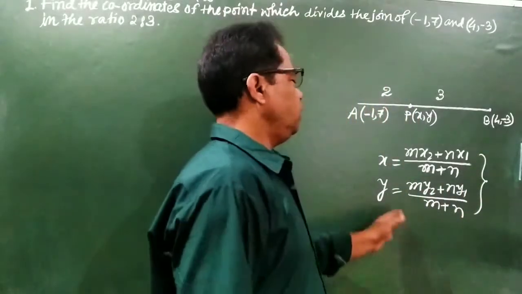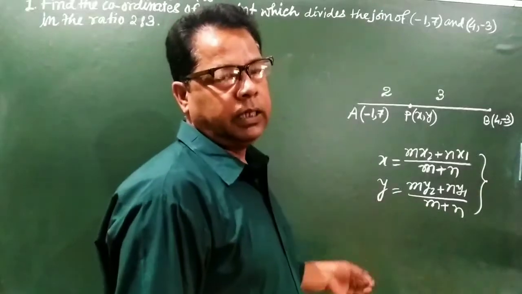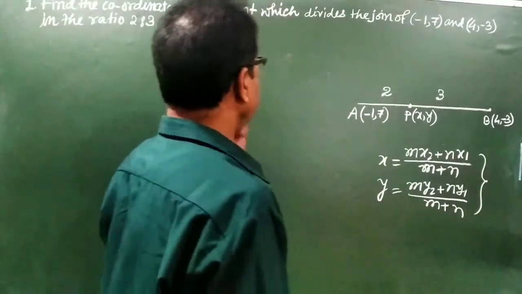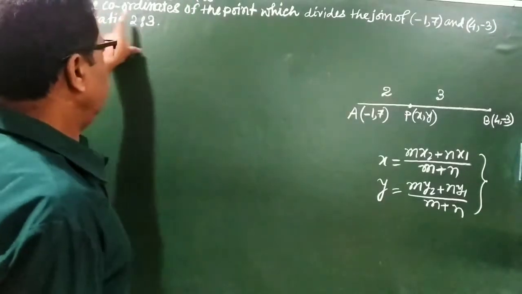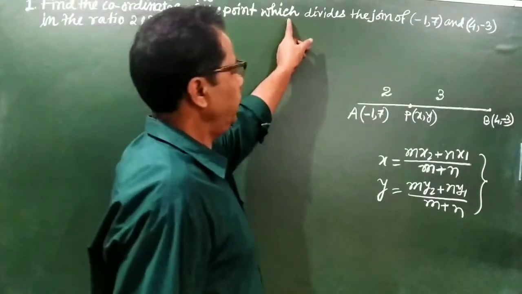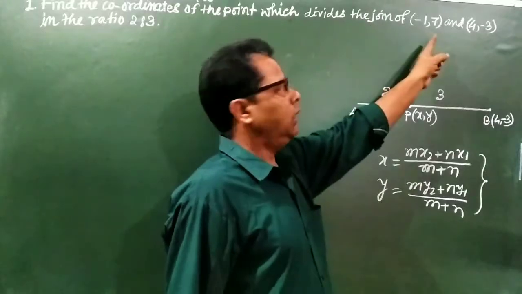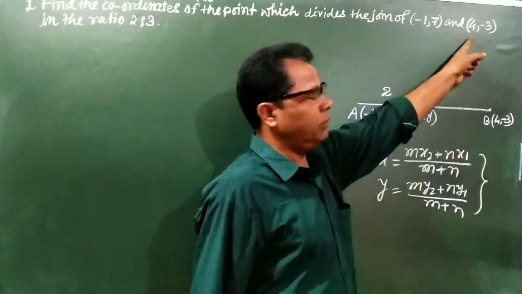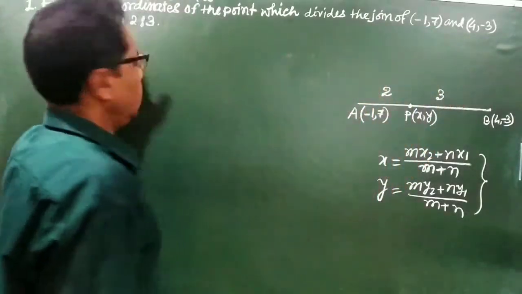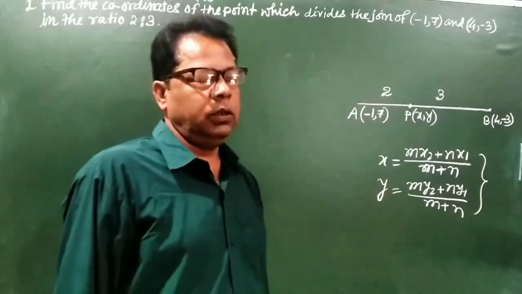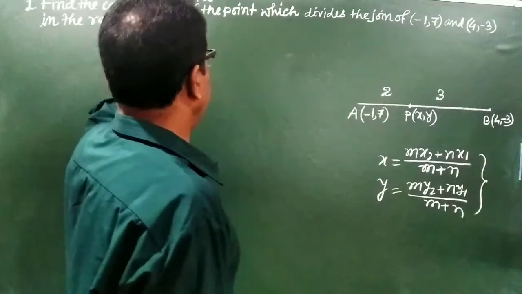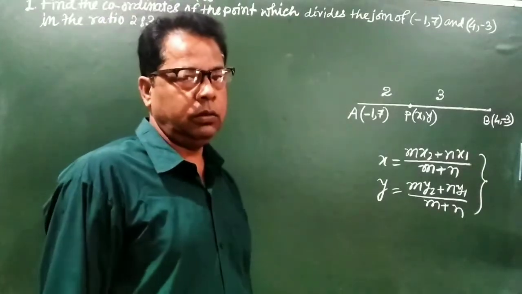So applying this formula, we will solve exercise 7.2. Exercise 7.2, question number 1. Find the coordinates of the point which divides the join of (-1, 7) and (4, -3) in the ratio 2:3. That is internally. So this point divides internally in the ratio 2:3.